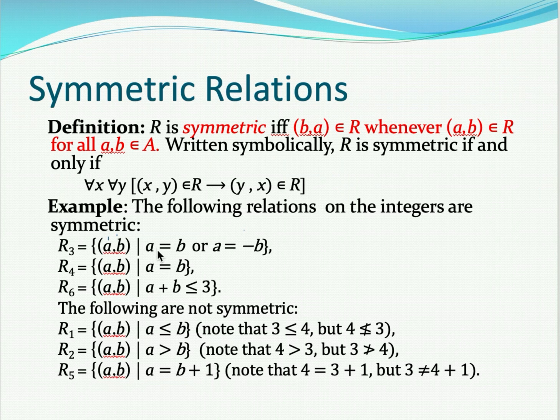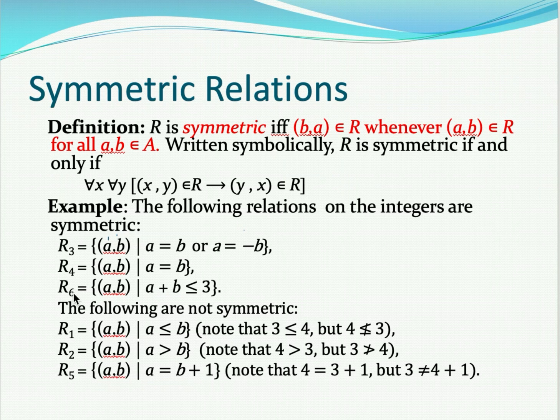In the first example here, there is an equality. If a is equal to 1, then b is also equal to 1, so we can say that it is symmetric. The same goes for R4 and also for R6.